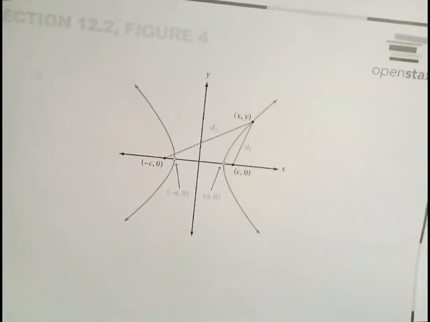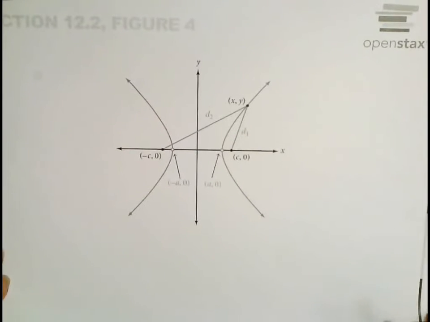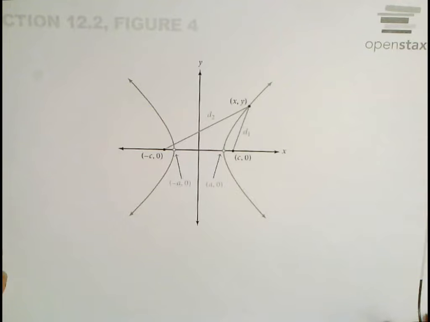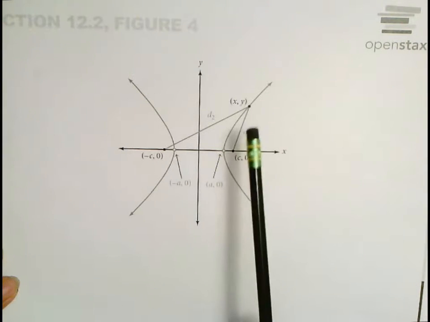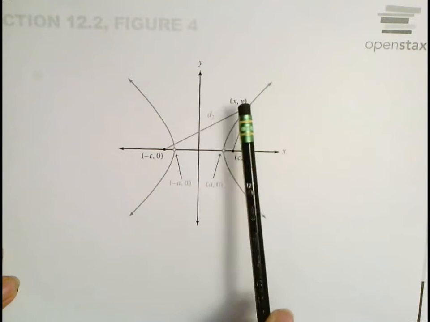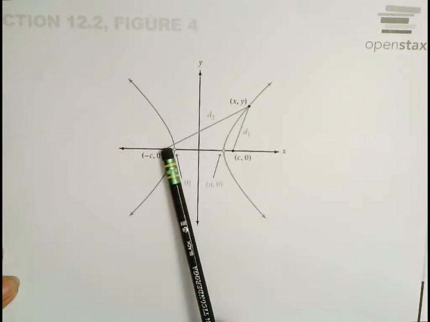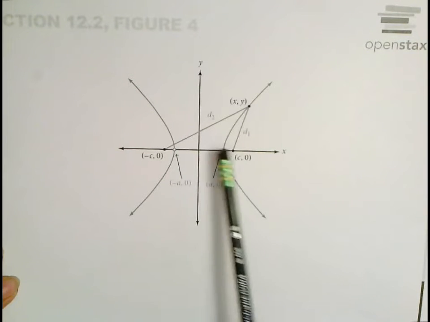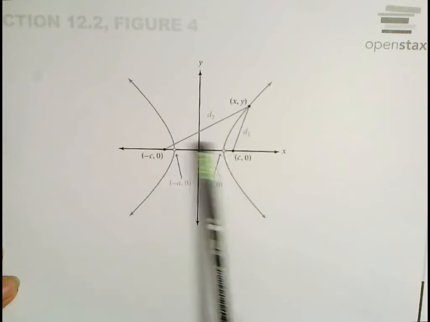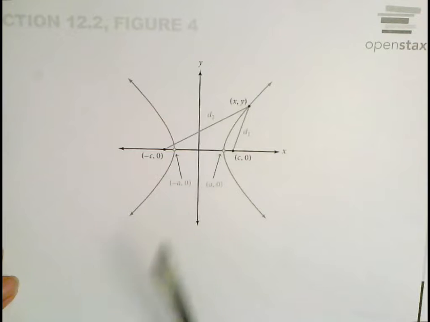We were talking about the hyperbola being a set of points in a plane, the difference of whose distances from two fixed points is called the foci point. See, here's a point on the hyperbola. Here's a distance d sub 2. Here's a distance d sub 1. When you subtract those, the absolute value will always be equal to 2a.